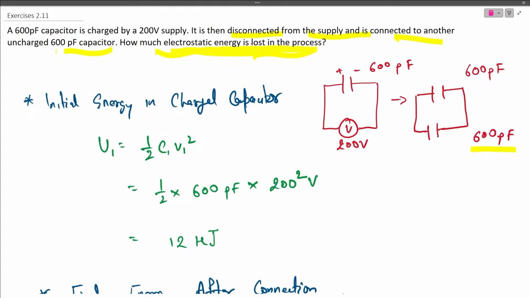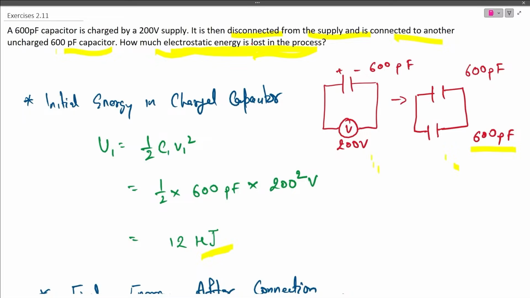So we have to calculate electrostatic potential energy in the first case and the second case, and now we have to find out the difference between both. Now potential energy or the electrostatic energy is given by half CV square. Now initial electrostatic potential energy would be equal to half, 600 picofarad multiplied by 200 volt square. Now that would give us 12 microjoule.